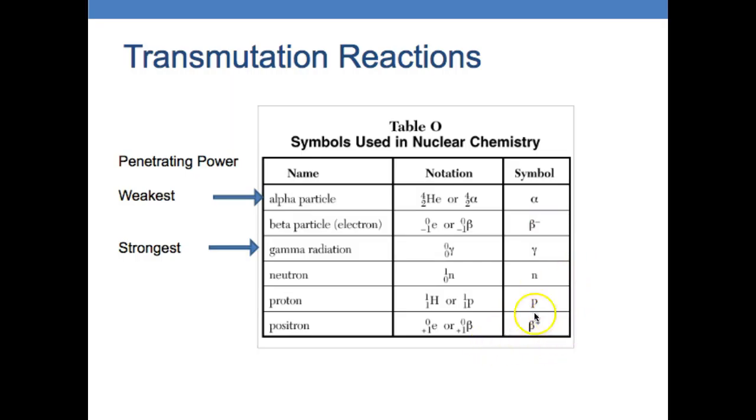So the symbols are here. The notation for how we write them. Alpha particles, you could write 4/2 He or over 4/2 with this alpha. Do not put fraction signs. These are not fractions. The top number is the mass. The bottom number is the charge.